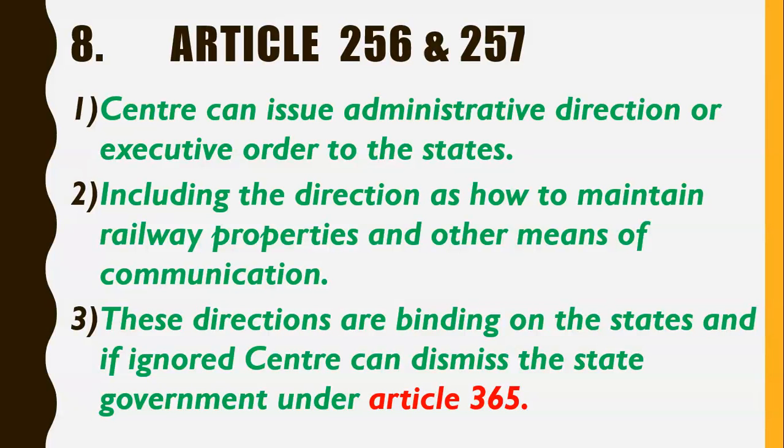What is the ground? The ground is that state governments ignore the directions given by the central government. So the grounds are different. Under Article 356, central government can dismiss the state government if constitutional machinery has failed in the state. But under Article 365, central government can dismiss the state government if the state government ignores the orders of the central government. So please try to remember this.